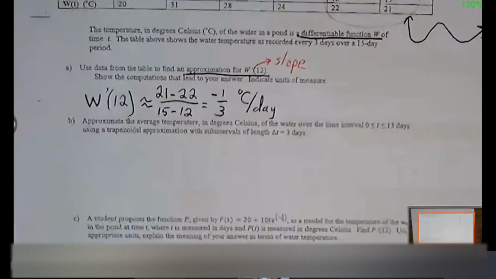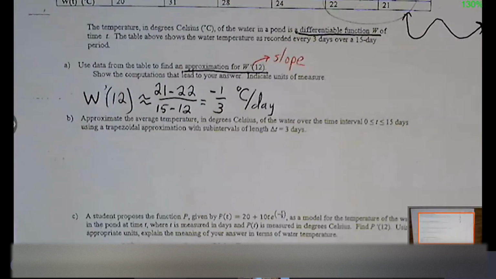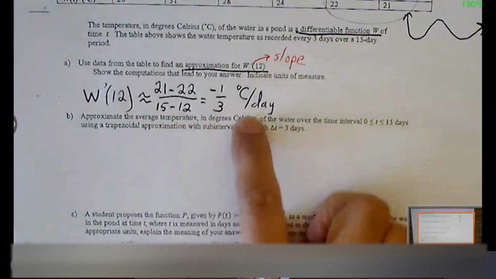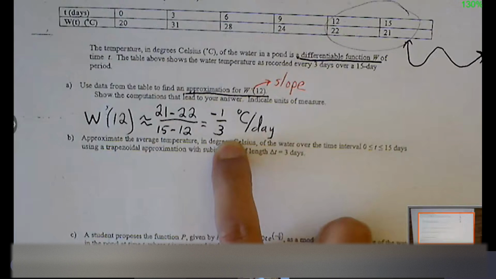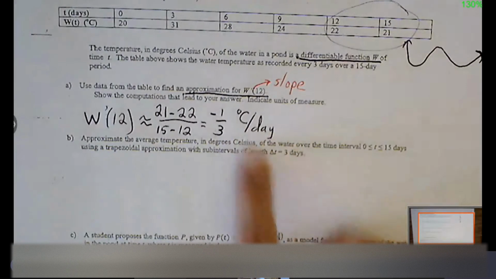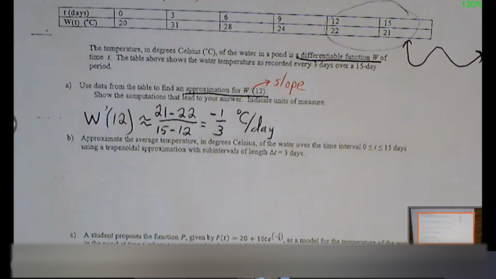All right, so what does this mean? What does this mean without using math terms like derivative or slope? What does this tell us about the pond? The temperature is decreasing by a rate of like -1/3 Celsius a day. On that 12th day. Good, right. So basically it's just a rate of change. It's very minimal, but as best as we can observe, on that 12th day, our temperature is dropping very slightly by a rate of 1/3 degrees Celsius per day on that day.